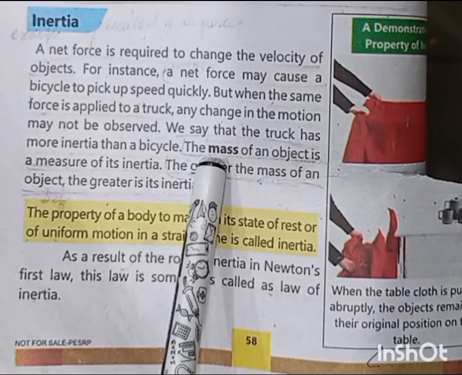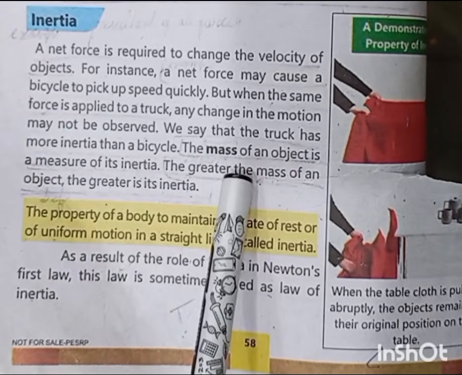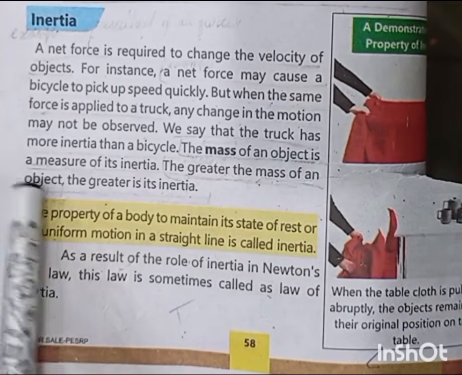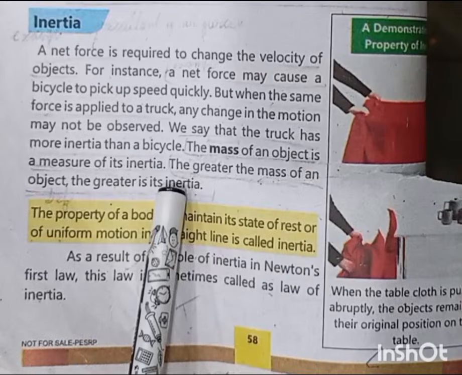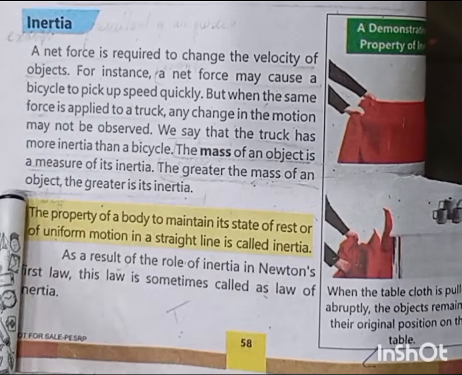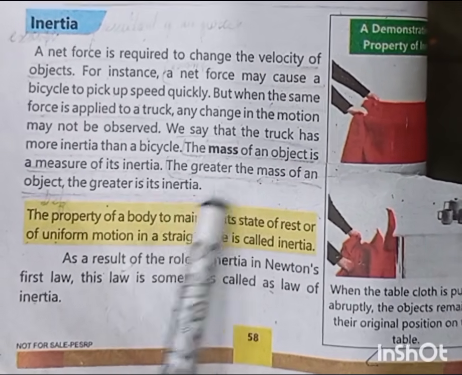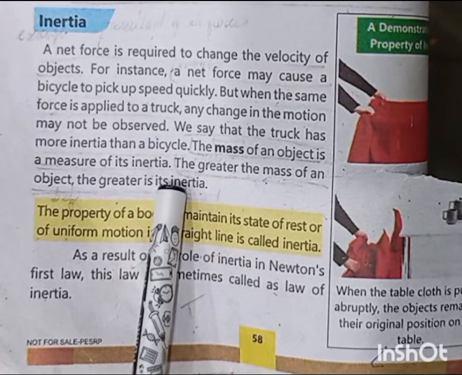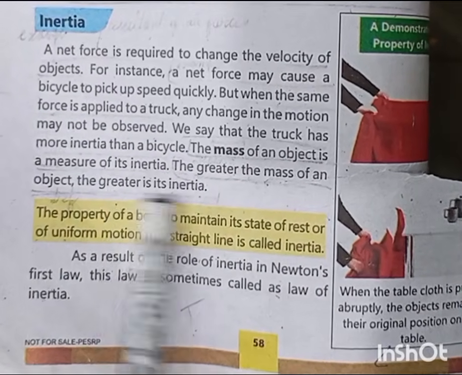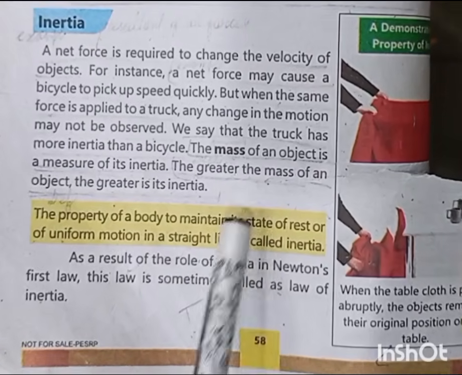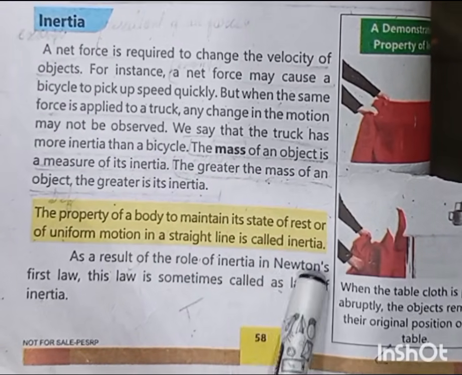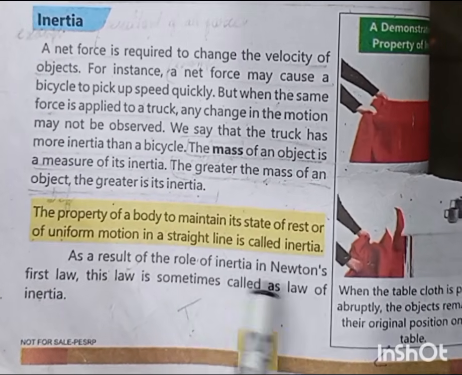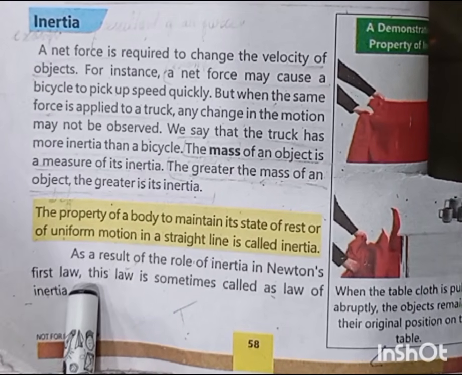The more mass, the more inertia; the less mass, the less inertia. It is a direct relation. The mass of an object is a measure of its inertia. The greater the mass of an object, the greater is the inertia. Please underline these points. As a result, because of the role of inertia in Newton's first law, this law is sometimes called the law of inertia.